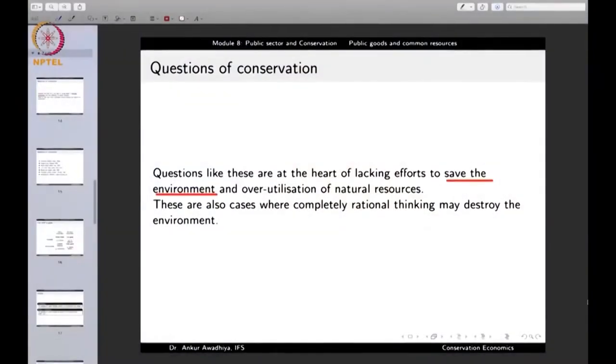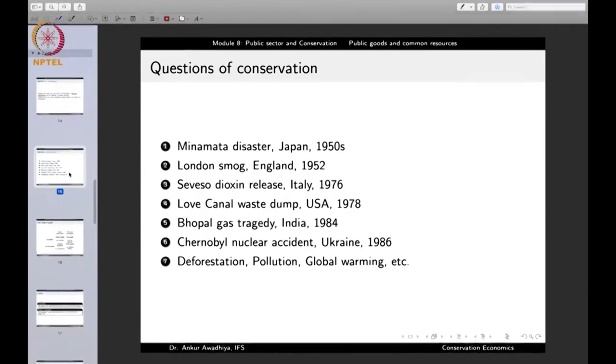So which is why public goods and common resources are very important topics when we talk about conservation economics. These are cases where completely rational thinking destroys the environment. And we have observed a number of such cases, such as the Minamata disaster, in which Chisso Corporation just dumped untreated mercury-containing toxic waste into the seas. Now, it's not that the people from the corporation did not know that mercury is bad for the environment. The thing is, if we pollute the seas, then the cost will be paid by everybody. But the benefits will be gained only by us. So why not pollute? That's the sort of thought process that goes on.